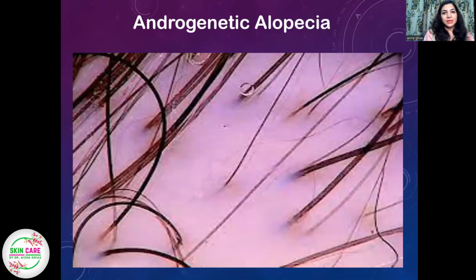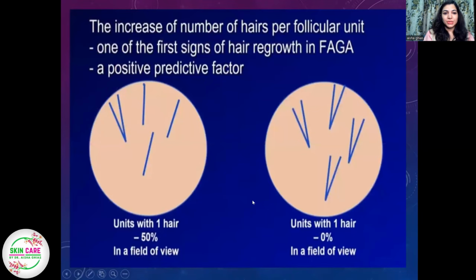All right, another trichoscopic picture of androgenic alopecia, you see that the number of the hair have reduced. The number of the hair per follicular unit have also reduced. 1 or 2 hair at the most are coming from the follicular unit. And the thickness varies. There is heterogeneity in the thickness of the hair shaft. And this is diagnostic for androgenic alopecia.